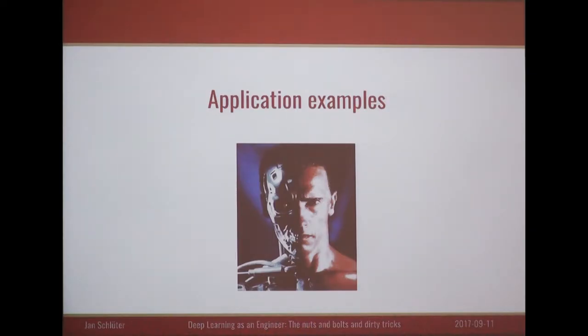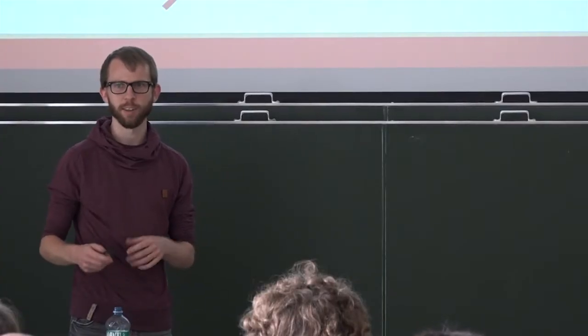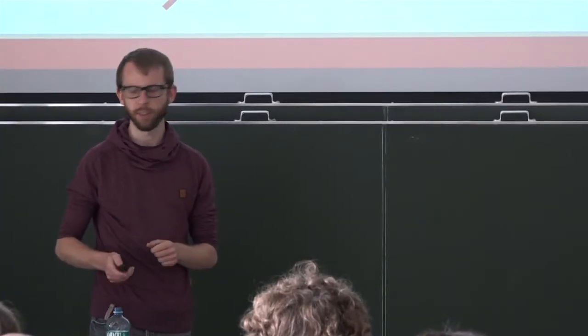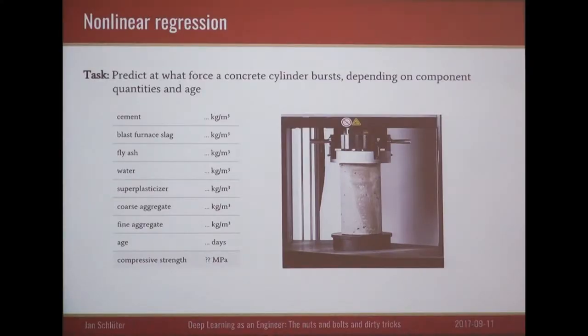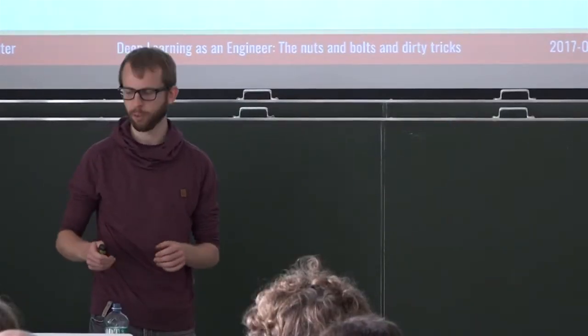Okay, let's start with the examples. And just to take away the tension, this will neither include killer robots nor Arnold Schwarzenegger, just some narrow AI that focuses on solving some specific single task. So what we can do, for example, is regression, like given the recipe for a concrete cylinder, try to predict what force it can withstand before it bursts.